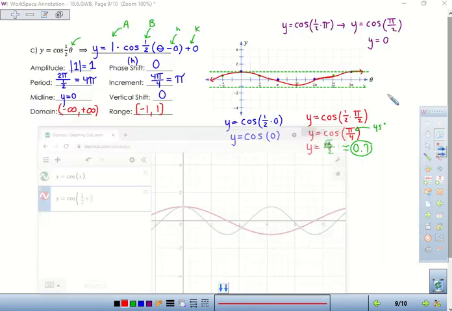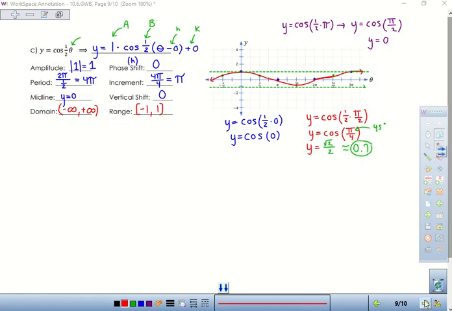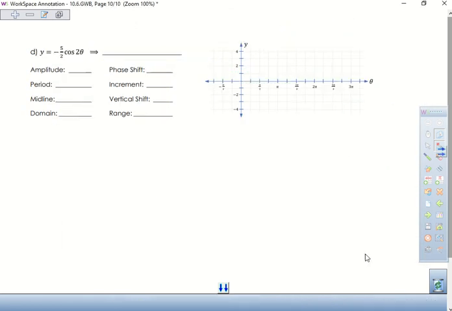So this graph will give you these values if you put them in. Okay. And we have one more to try, and then you'll have time to do some homework. Is everybody good with this one? Alright, we're going to do one more together.